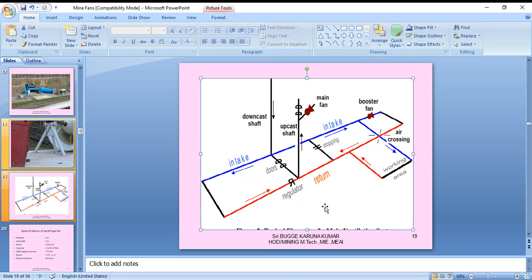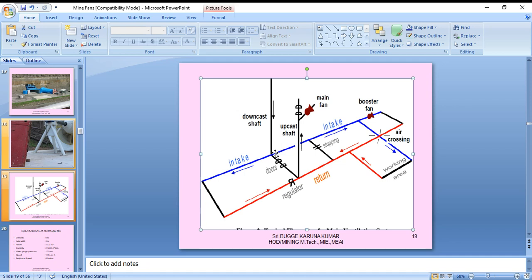See this. It's a downcast shaft. The intake air is coming. So for controlling the dissipation of air to other unnecessary working places, doors are established here. Then the intake air, we see the blue color showing, goes this side and comes to ventilate the working place and returns. Some regulator is maintained here for flow control, and it returns this side.